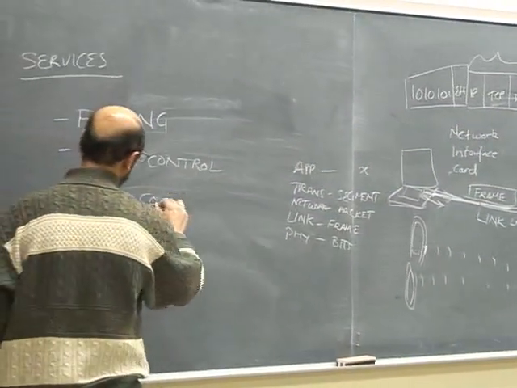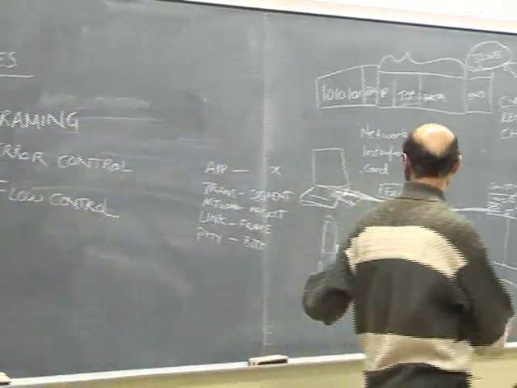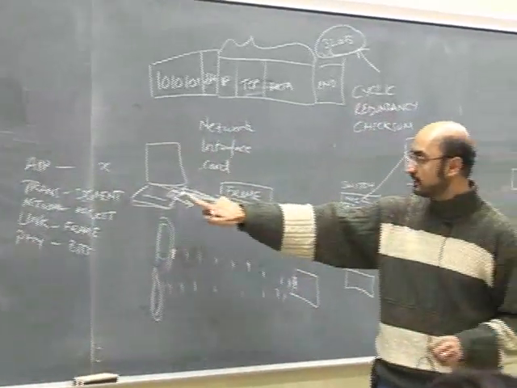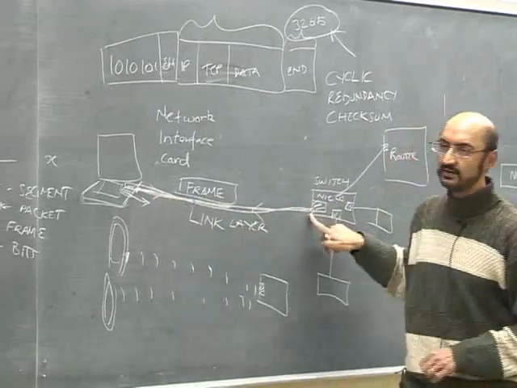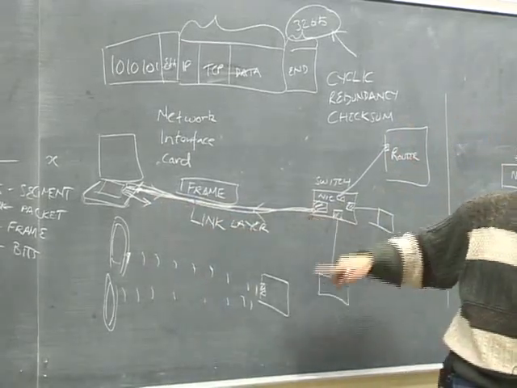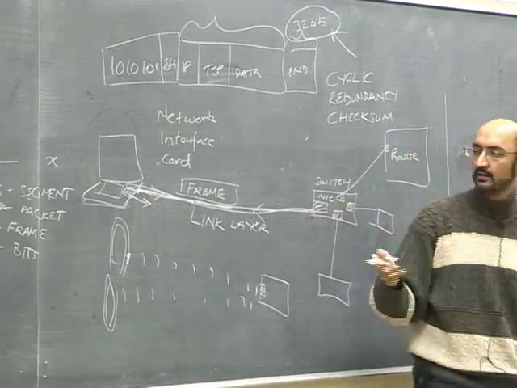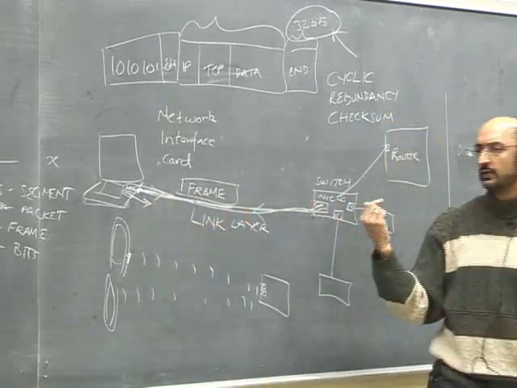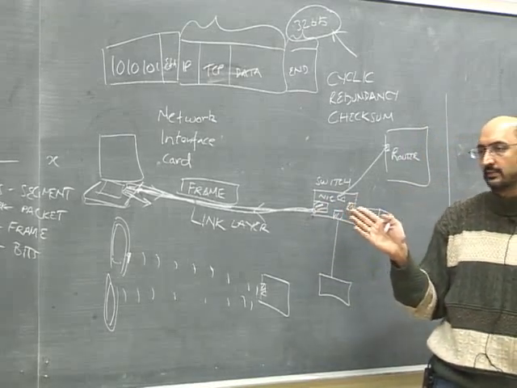Flow control is really simple at the link layer. What flow control does is that this link puts out a frame, and the receiver gets it and says, okay, I have it. Then this puts out another frame, and it says, I have it, and so on. This way, you never have more than one in flight. And if you do this, you make sure that this NIC has enough capacity.